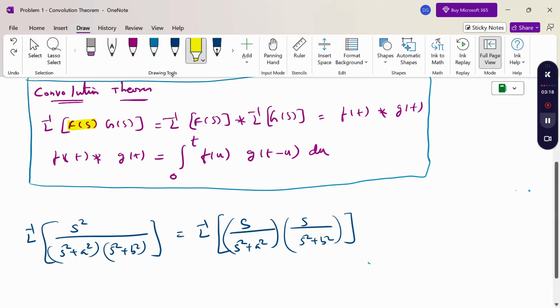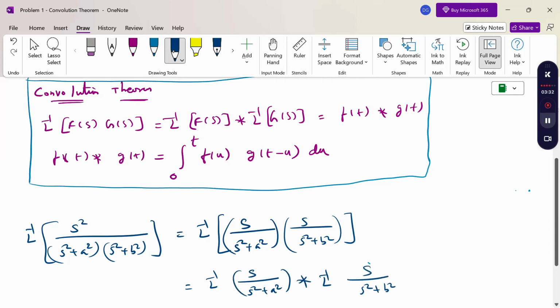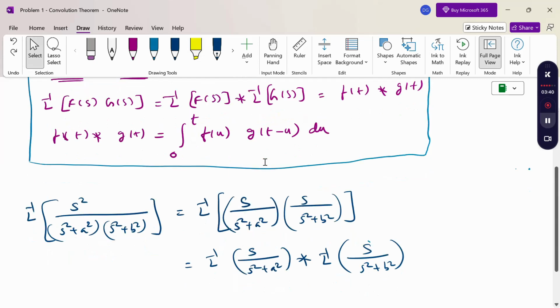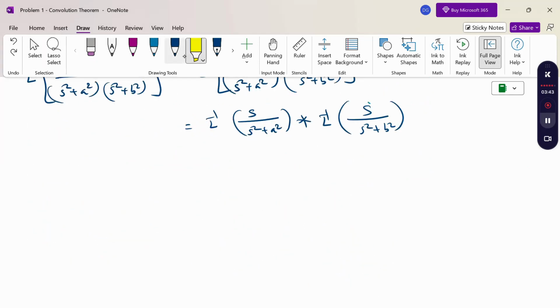Therefore, in this form, we should write L inverse of s by s square plus a square star L inverse of s by s square plus b square. Now I am just splitting this form and then taking the L inverse using the important result. So what is the L inverse? L inverse of s by s square plus a square is nothing but cos at, star cos bt. This is the important result. Then after that, f of t star g of t.